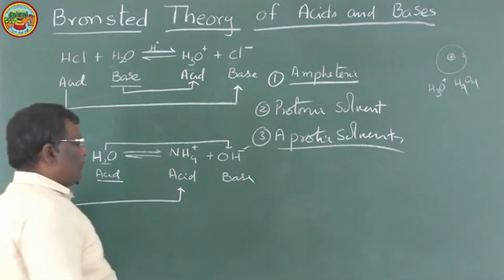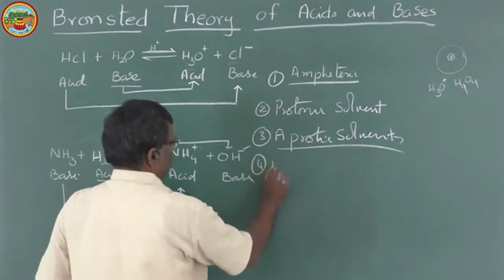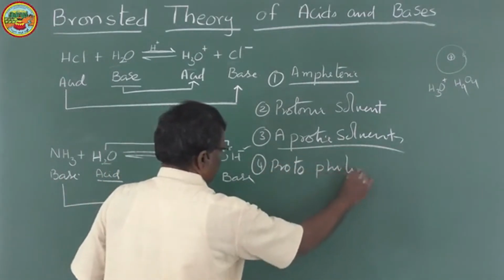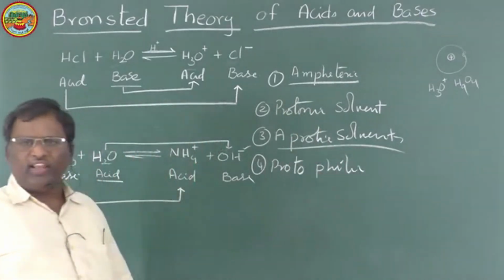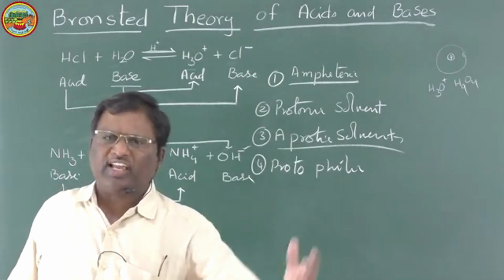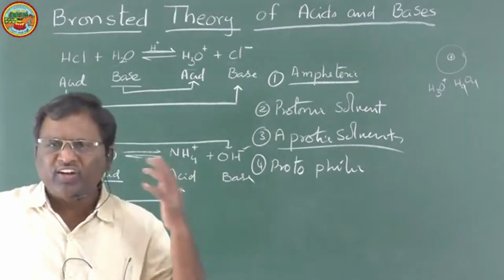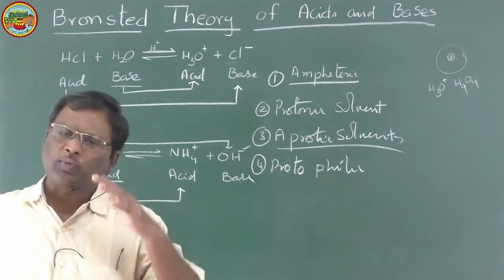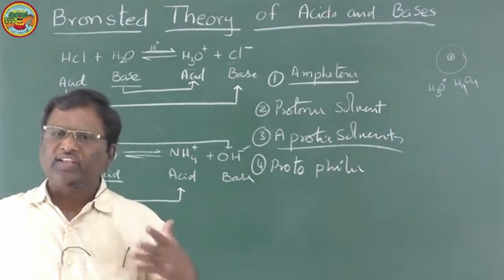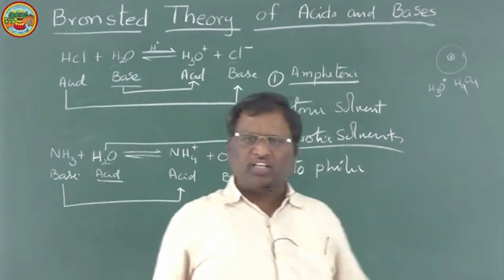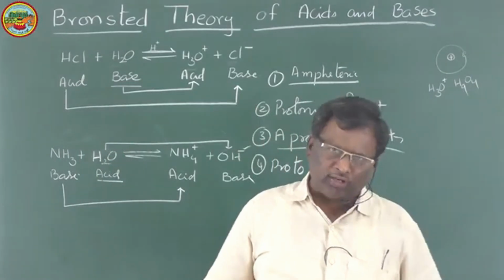Then protophilic solvents. Protophilic means those solvents which can absorb protons, or which can accept a proton. Philic means affinity, attraction. So those species which can attract a proton are said to be protophilic solvents. So in terms of proton, the solvents or substances can be classified into four types.